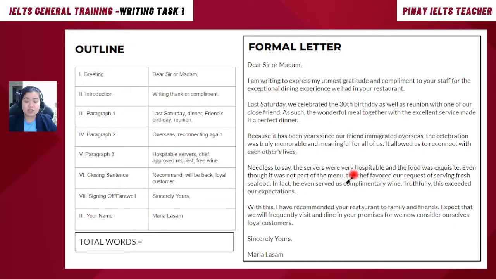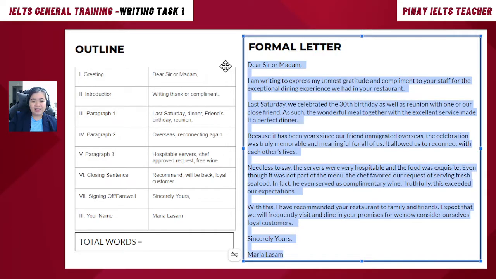Needless to say, the service were very hospitable and the food was exquisite. Even though it was not part of the menu, the chef favored our request of serving fresh seafood. In fact, he even served us complimentary wine. Truthfully, this exceeded our expectations. With this, I have recommended your restaurant to family and friends. Expect that we will frequently visit and dine in your premises, for we now consider ourselves loyal customers. Sincerely yours, Maria Lassam. All right, that sounds like a well structured letter.